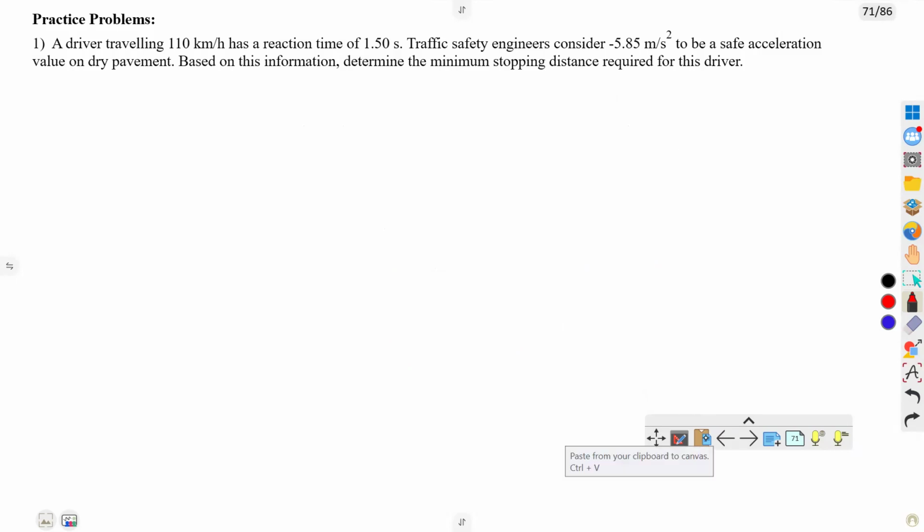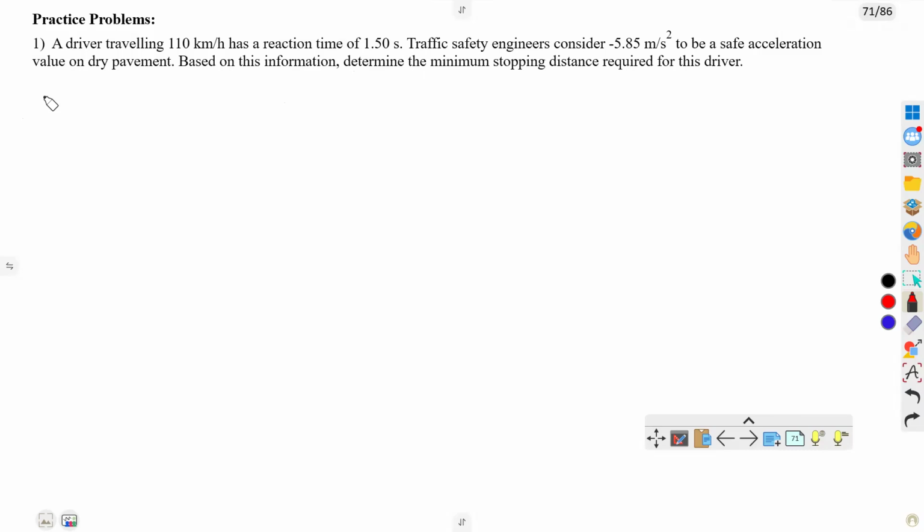So let's work on a couple of examples of this and see how it goes. A driver traveling 110 kilometers an hour has a reaction time of 1.50 seconds. Traffic safety engineers consider negative 5.85 meters per second squared to be a safe acceleration value on dry pavement. Based on this information, determine the minimum stopping distance required for this driver.